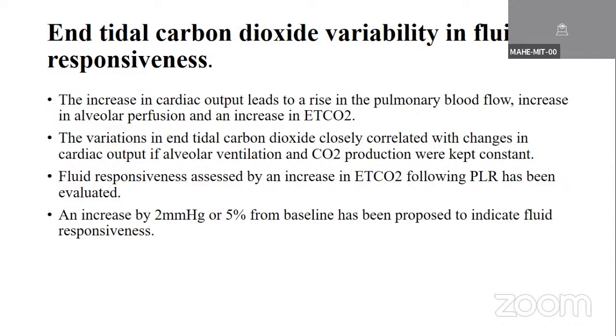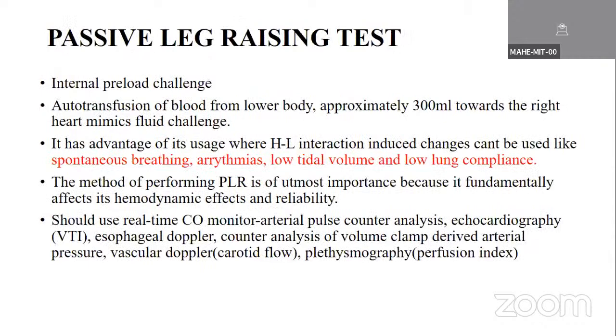In patients with sudden onset cardiogenic shock, you can see patients with low cardiac output have decreased pulmonary blood flow and decreased perfusion. So their EtCO2 values can also be on the lower side. So when you combine the EtCO2 variation with the PLR, an increase of 2 mmHg of end-tidal carbon dioxide or 5% from baseline has been proposed to indicate fluid responsiveness.